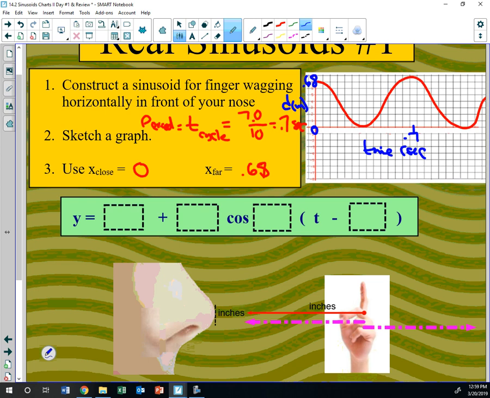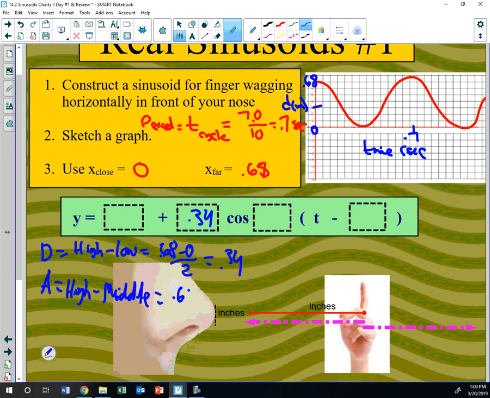All right. So to find D, you're going to take the high minus the low, which is 0.68 minus 0 over 2, which is just going to be what? Where's the middle going to be? 0.34. You got it. Then how far is it, if this is 0.34, how far is it from the high to the middle? High minus middle. Yeah, it's just going to be 0.68 minus 0.34 will be 0.34 again.